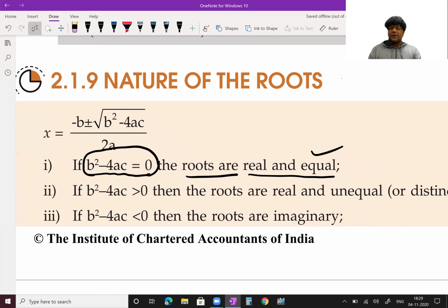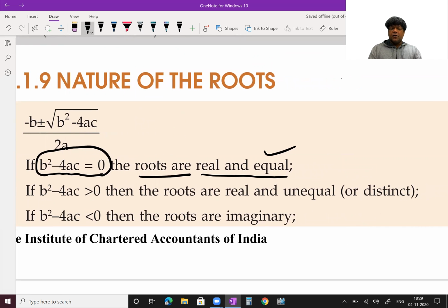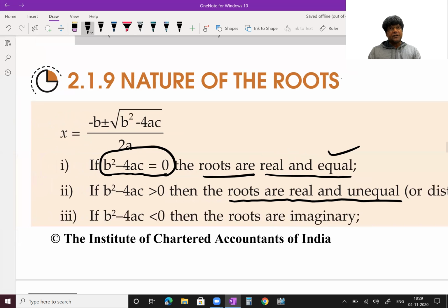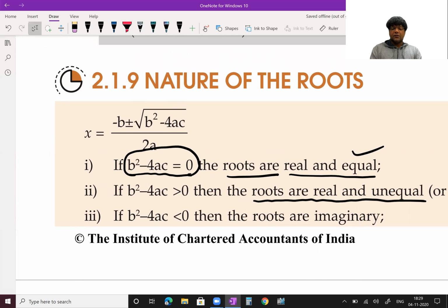In a question, if you see this kind of language, roots are real and unequal, or sometimes they will say properly roots are real and distinct, or roots are real and unequal. Sometimes they will say it roughly: roots are distinct, there are unequal roots, there are distinct roots. You must understand nature of roots. That means b square minus 4ac, take it greater than 0 and solve.